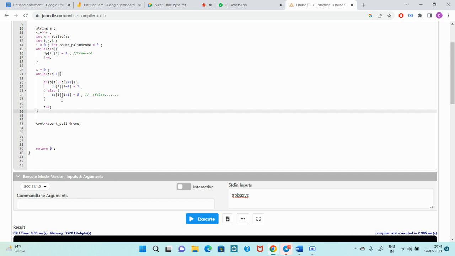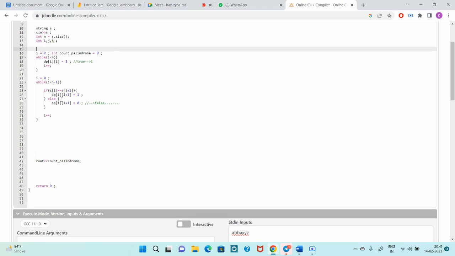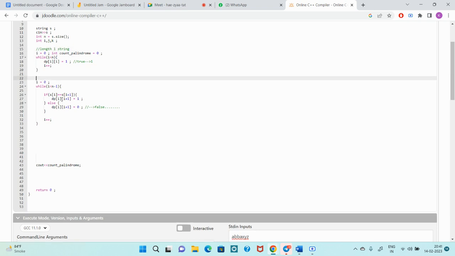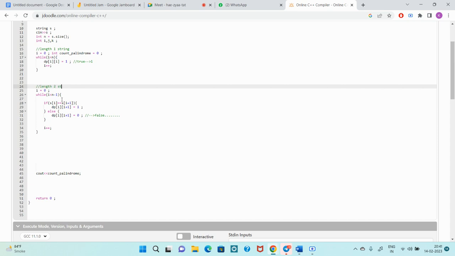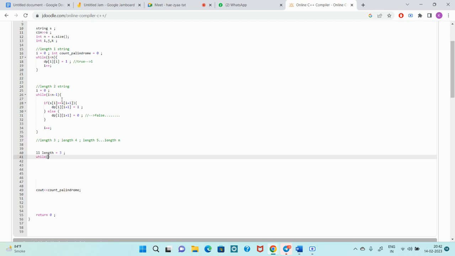So we will have to think a bit how to write the code. Guys, we have checked if all the one length strings are palindrome or not. This was for length one string. This code was for length two string. Now I want to calculate for length 3, length 4, length 5 till length n. So let me declare a length. Length equal to 3. I will go till length less than or equal to n.